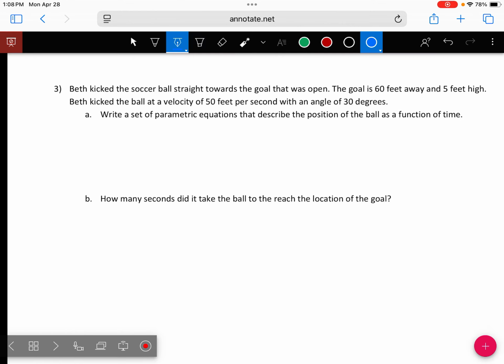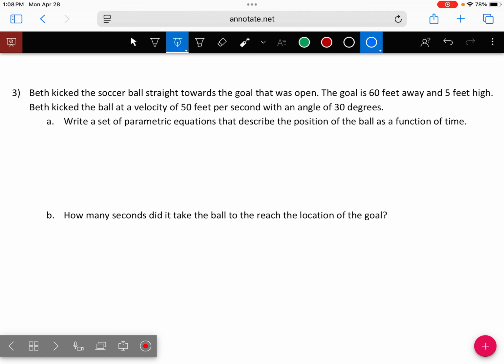So it says that Beth kicked the soccer ball straight towards a goal that was open. The goal is 60 feet away. So again, we know how far away she is. That's the horizontal distance. And we also know that the net is 5 feet high. So Beth kicked the ball at a velocity of 50 feet per second and an angle of 38.